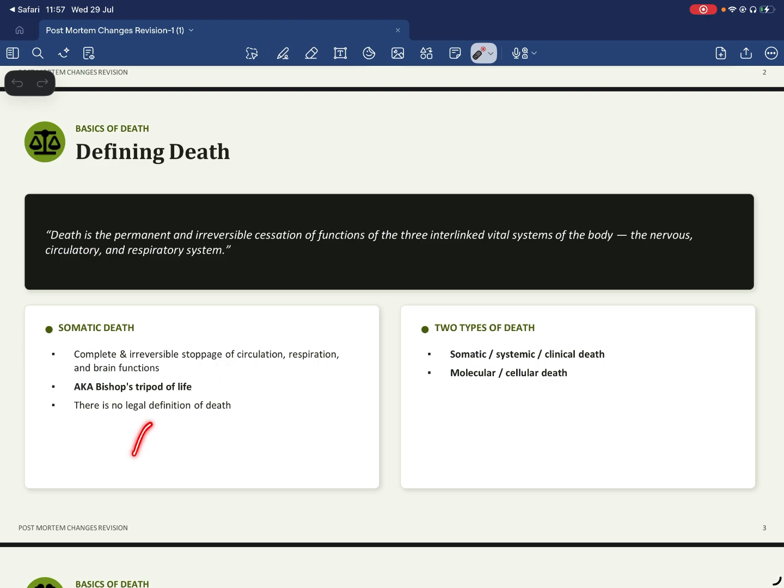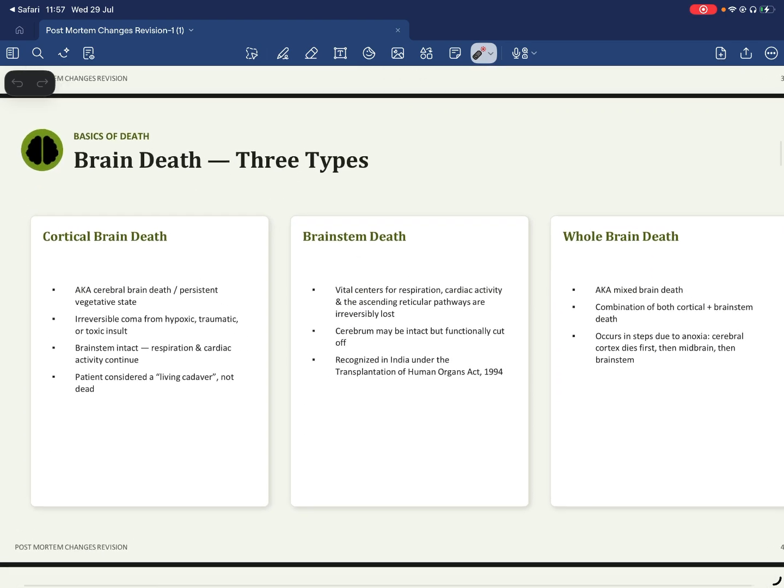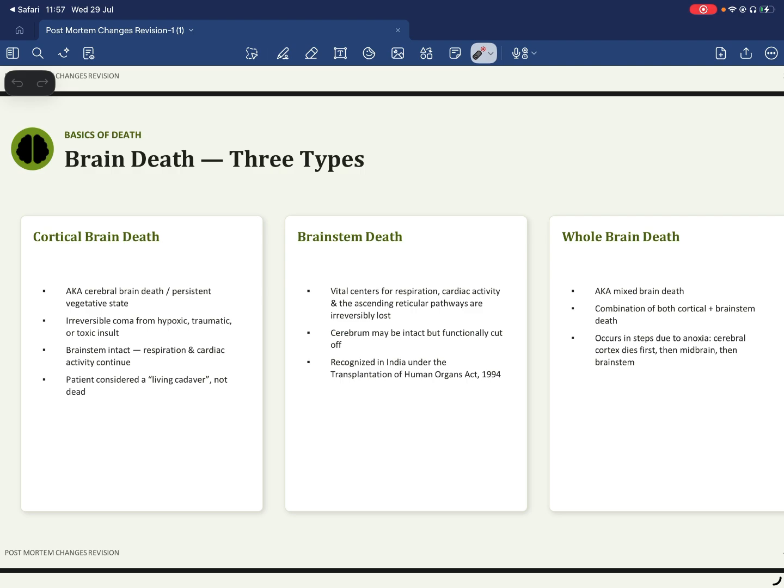There is no legal definition of death. There are two types of death. We have somatic death and molecular death. Somatic death, we have complete and irreversible stoppage of circulation, respiration, and brain function. Here we have brain death, which is also of three types. We have cortical brain death, brainstem death, and whole brain death, also called as mixed brain death.